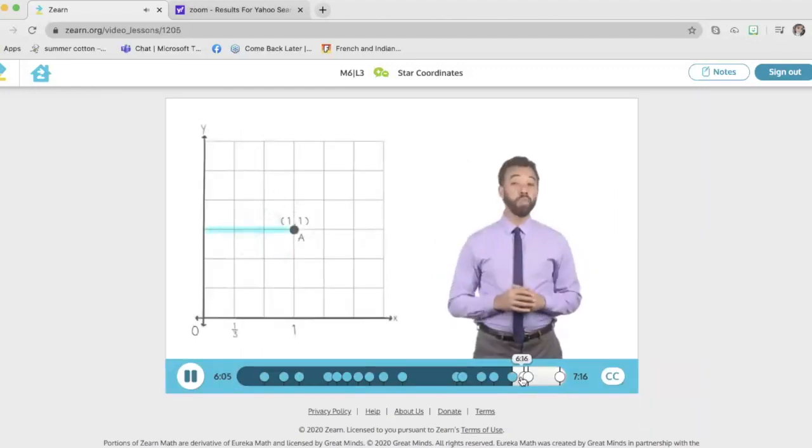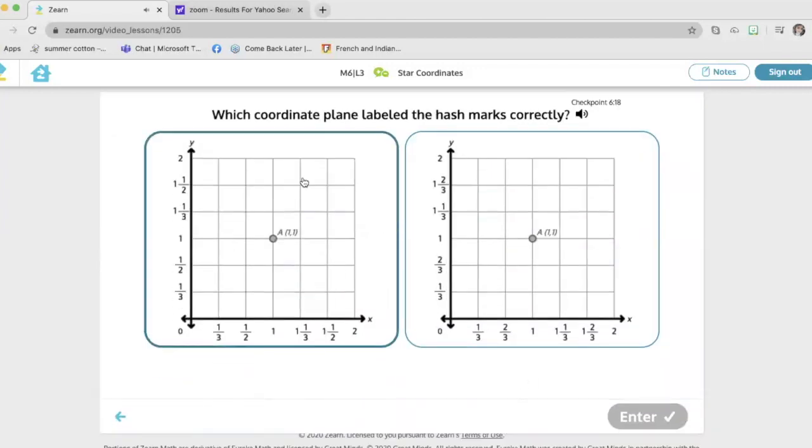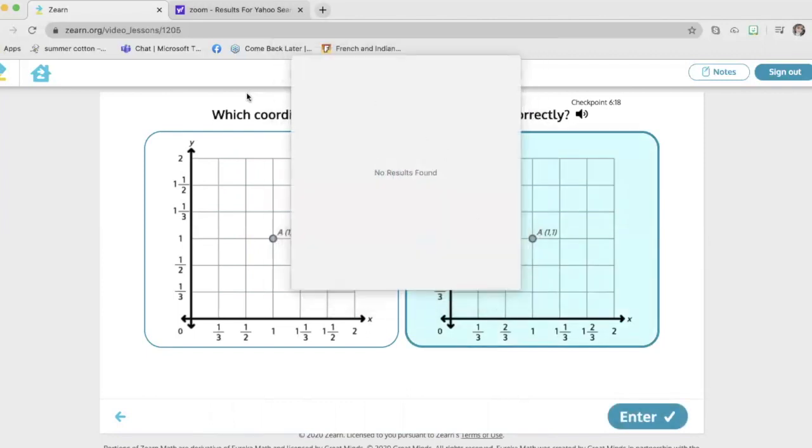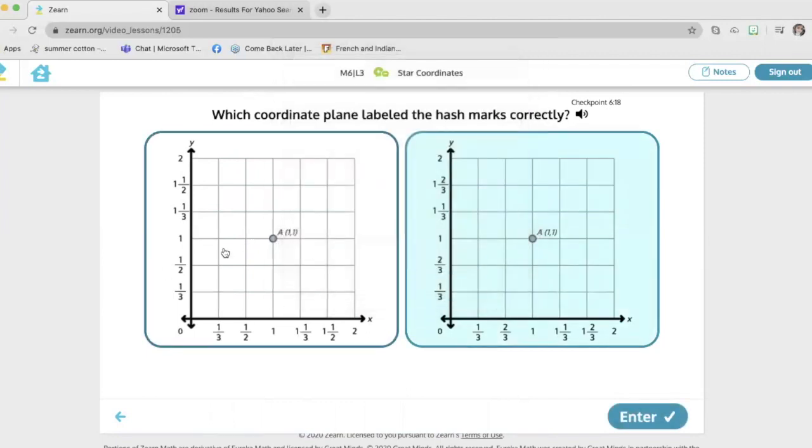Okay. Which coordinate plane labeled the hash marks correctly? So you want to check really carefully and see which labeled them correctly. I know if I start with 1/3, the next thing on my number line would have to be 2/3. So that would make this one correct. The reason this one is incorrect is because you don't go from 1/3 to 1/2. Okay, you go from 1/3 to 2/3 to 3/3. So that makes this one wrong.